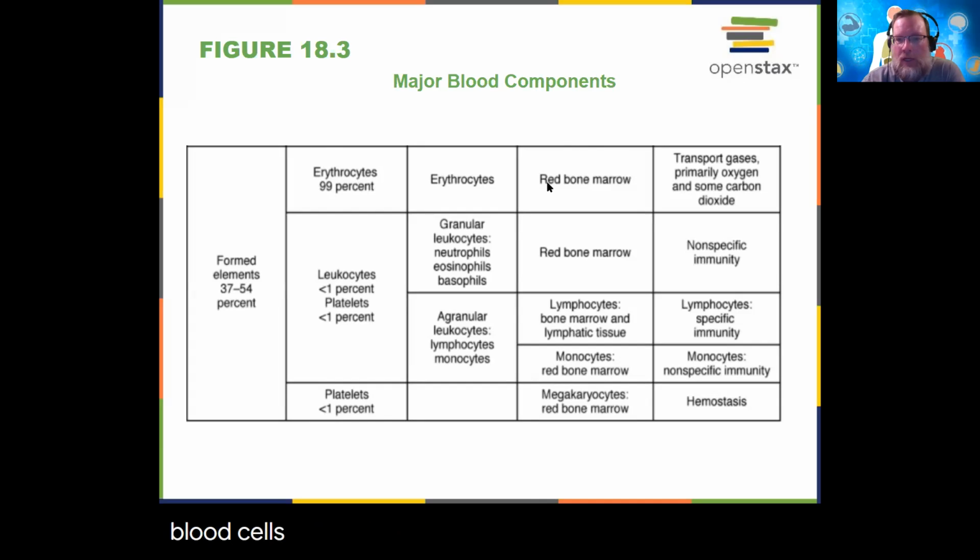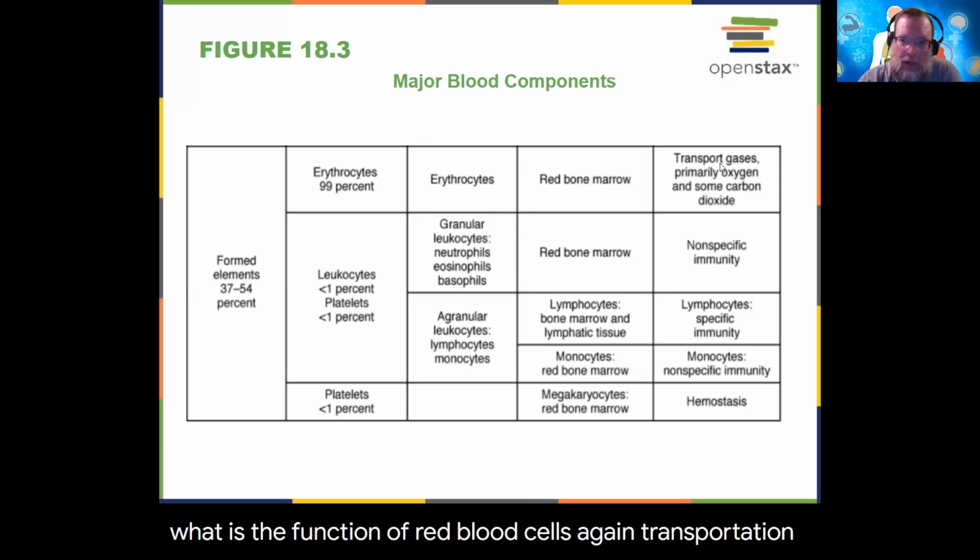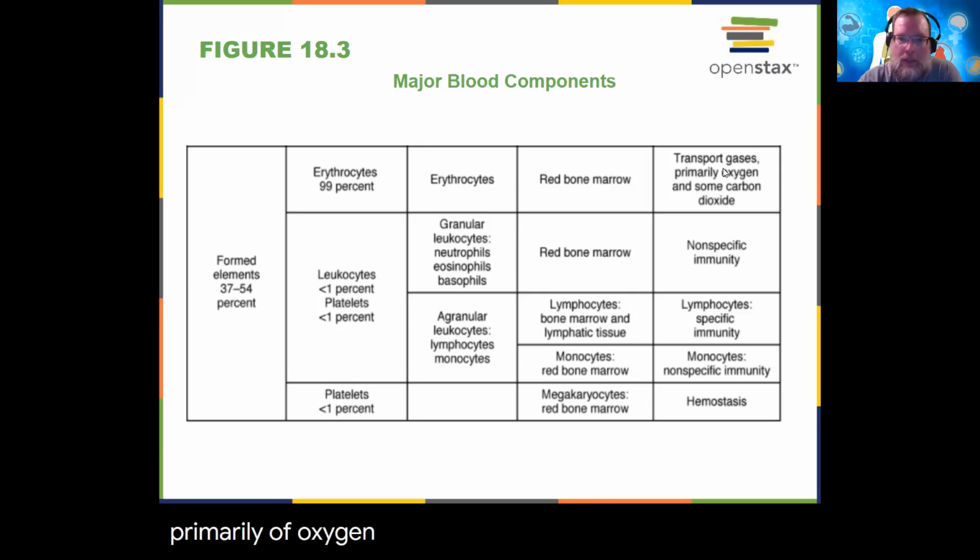Okay. And again, where do we find red blood cells? We find them produced in red bone marrow. And what is the function of red blood cells? Again, transportation primarily of oxygen. Okay, some CO2 is delivered.